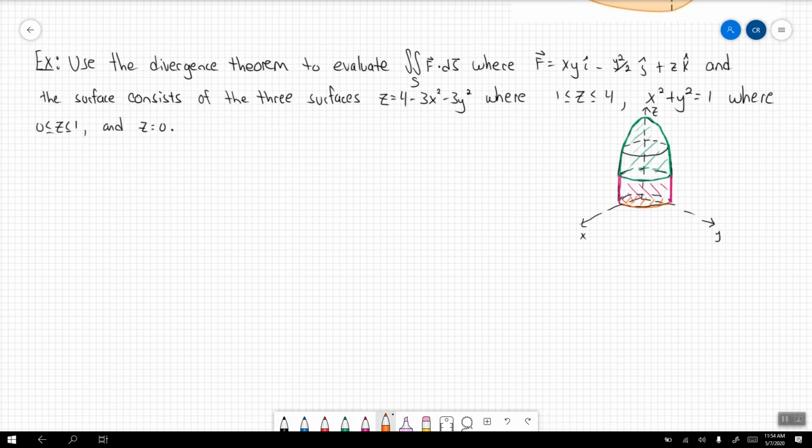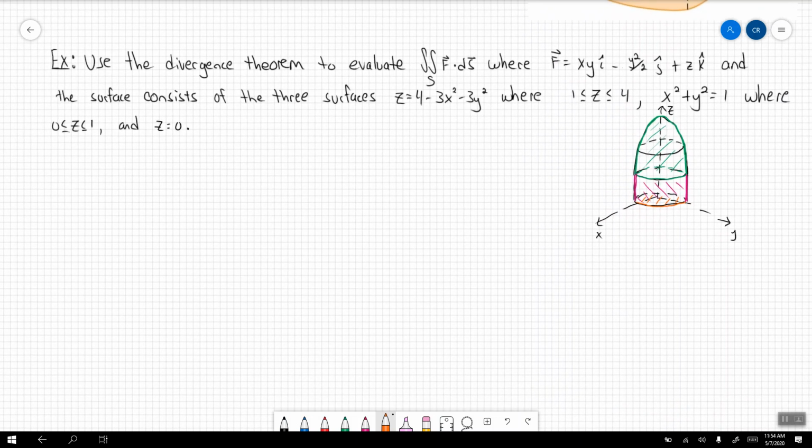Alright, so here's my depiction of what we're looking at. Again, we have this elliptic paraboloid, and I'm going to denote the elliptic paraboloid in green here. The elliptic paraboloid is bounded between z equal to 4 and z equal to 1. And then we're going to have this cylinder, bounded between z equal to 0 and z equal to 1. And then we're also going to have z equal to 0, which is the xy plane. That one is denoted by the orange piece here. Alright, so we have these three different surfaces that we're looking at.